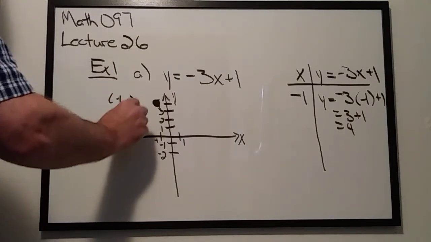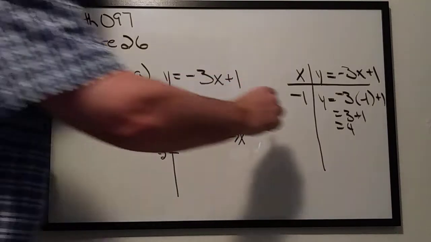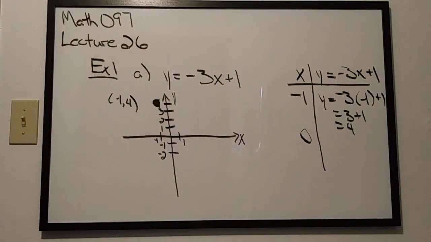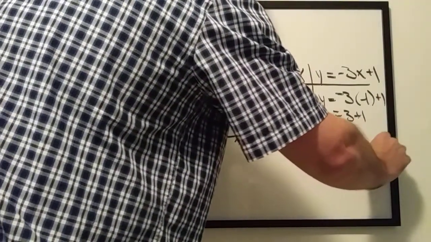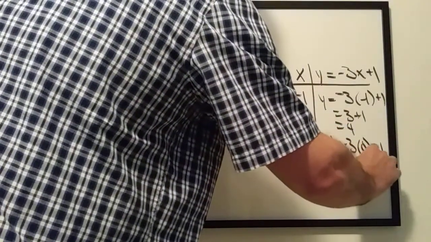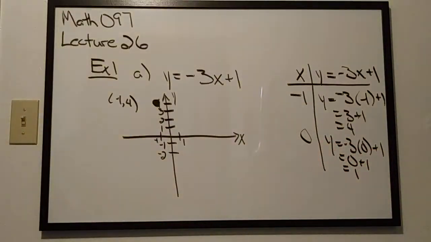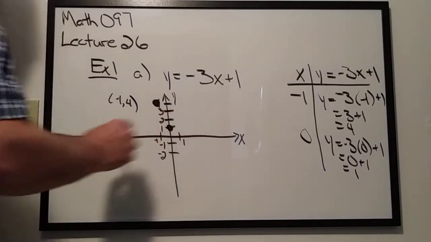Now that we have that point, we need at least one more point to have a sense of what this straight line is going to look like. Again, it's a good idea to choose an x value that is relatively small and easy to work with. So let's choose an x value of 0 this time. I can replace all my x's by 0. We get y equals negative 3 times 0 plus 1. Negative 3 times 0 is 0. Add 1 to that, and we get 1. So now we have the point 0, 1, which is going to be right there.